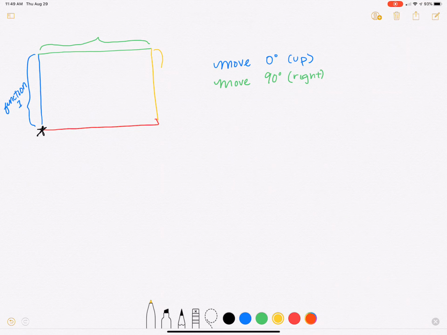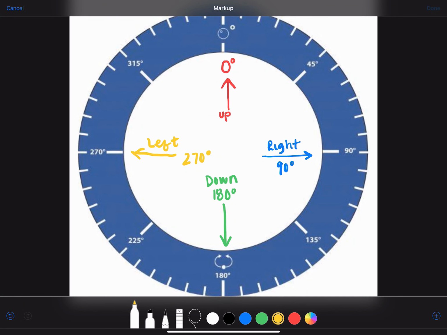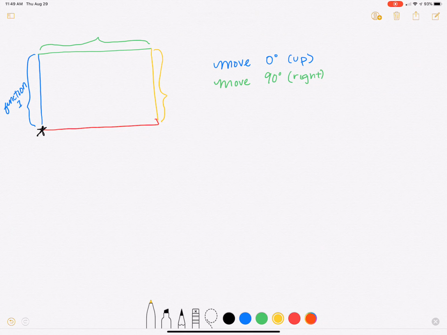So we look at this and we're like, okay, we're working with a rectangle. So we know that the blue function is gonna be the same as the yellow function, just with a different degree angle. So we need to move down, which is 180. And let's just make a note that these two functions are the same.